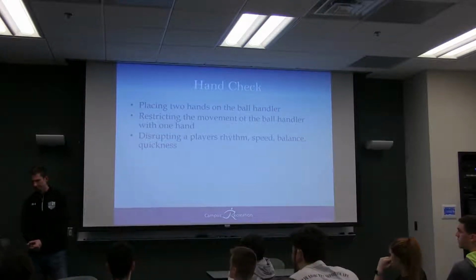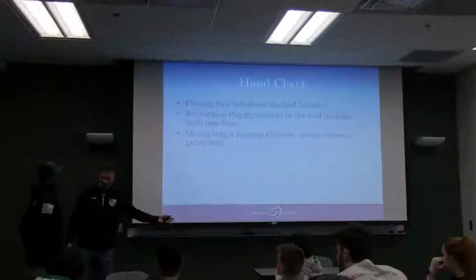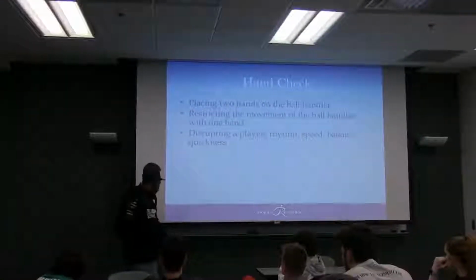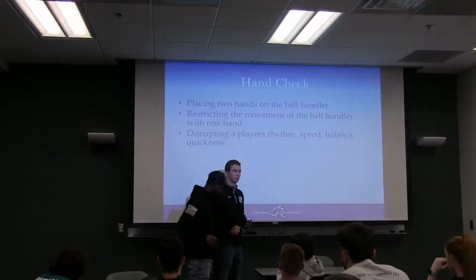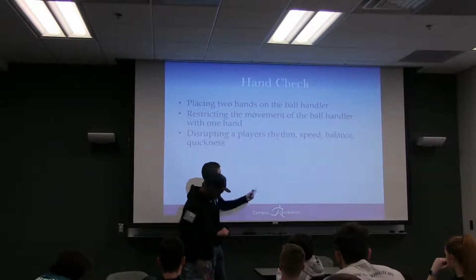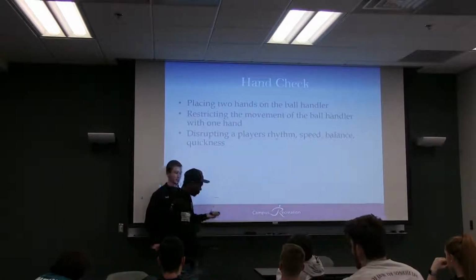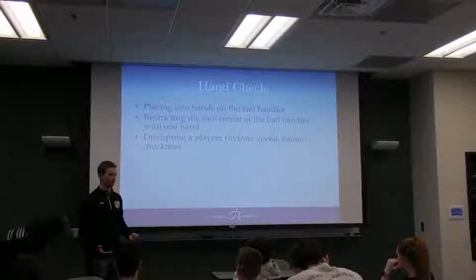Name's Josh. Yeah. Josh, stand up. So Josh is dribbling, we're going to the basket this way. If he's dribbling like this, and I have my hand by my side, or I have an elbow by my side, this is fine as long as we're side by side. But as soon as I extend out and push him off of where he's trying to go, so I disrupt his rhythm, speed, balance, quickness, that's where that becomes a foul. So be careful with that.